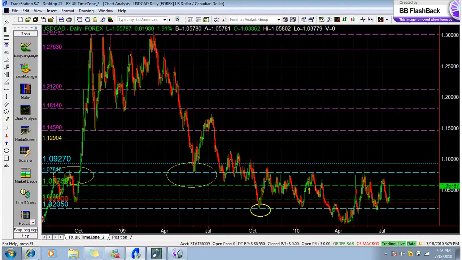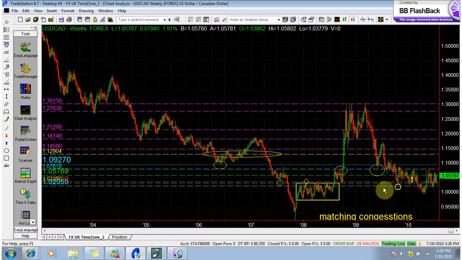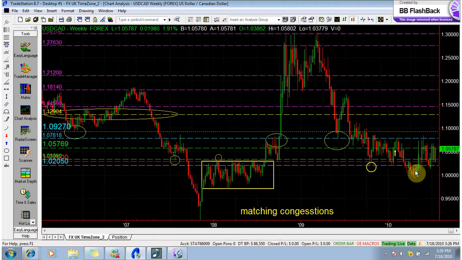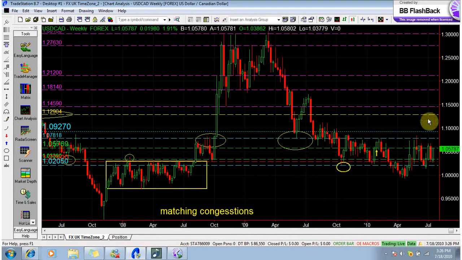If I put the weekly chart on, you can see that the dollar has been in a major downtrend. We had one break to the upside. This is a kind of correction, and we are in a congestion area, what we call matching congestions, and we have no breakout in either direction, either to the upside or to the downside.